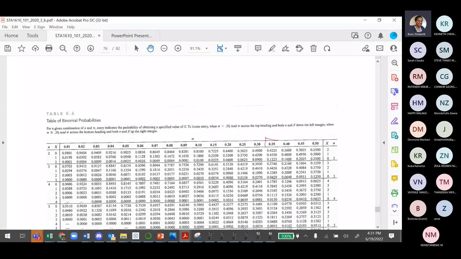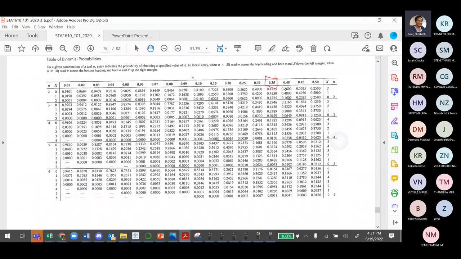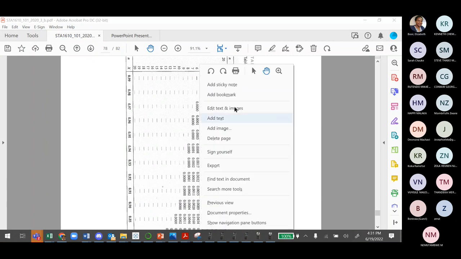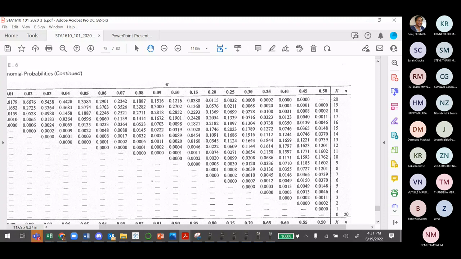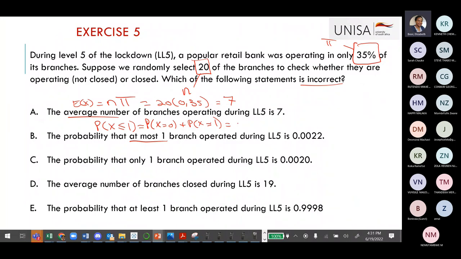So we know that we're looking for 0.35 and n of 20. Okay, so how many columns? 1, 2, 3, 4. Four columns. This is 10. N of 20 is this one. I need to rotate it anti-clockwise. So 0.35, n of 20, X of 0 or 1. We're looking for those two values. It is 0.0002 plus 0.0020, which is equal to 0.0022, which means that is correct.